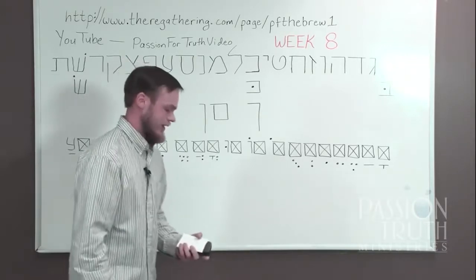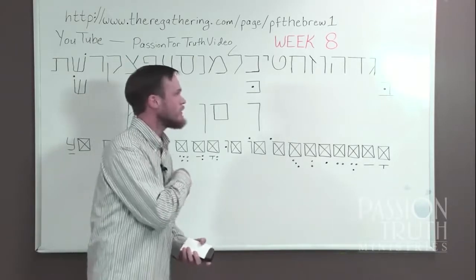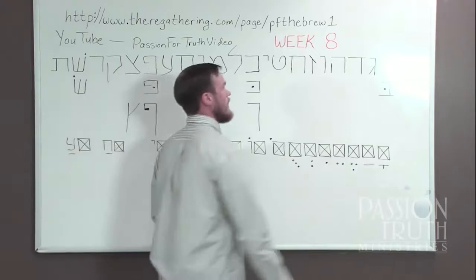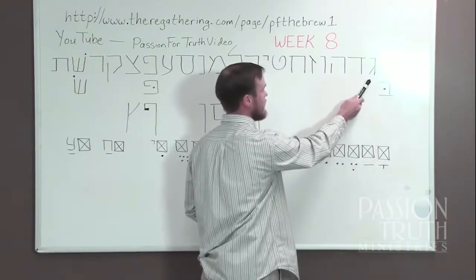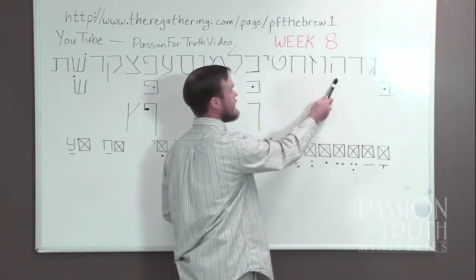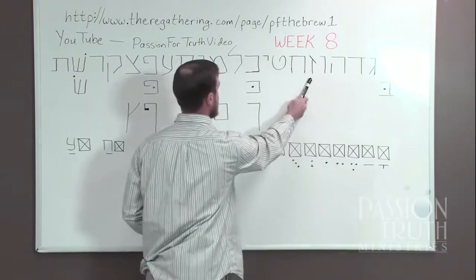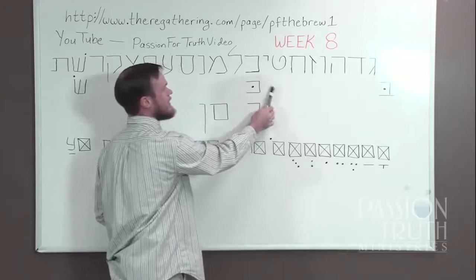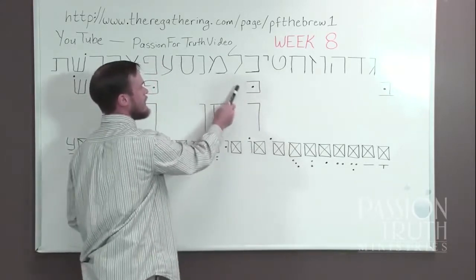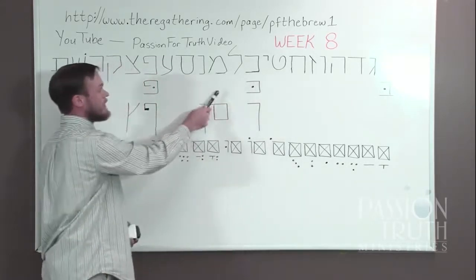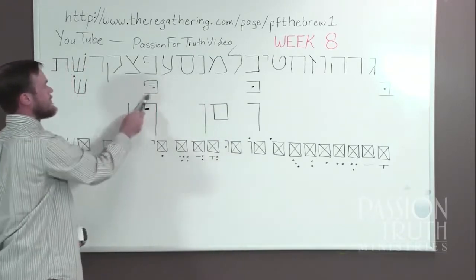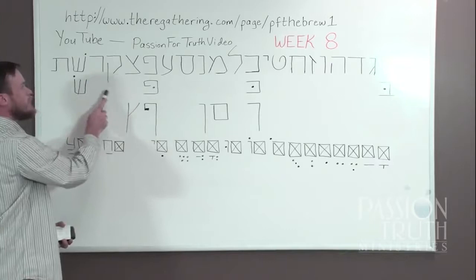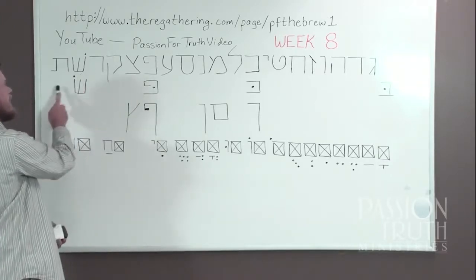So here's our entire Hebrew alphabet from beginning to end. Aleph, Beit, Gimel, Dalet, He, Vav, Zayin, Chet, Tet, Yod, Kaf, Lamed, Mem, Nun, Samech, Ayin, Pei, Tzadi, Kuf, Resh, Shin, and Tav.